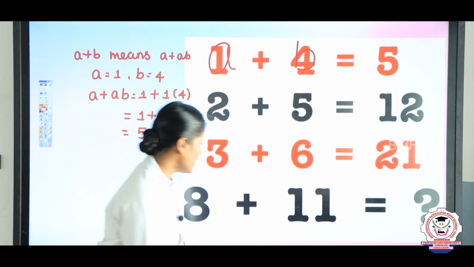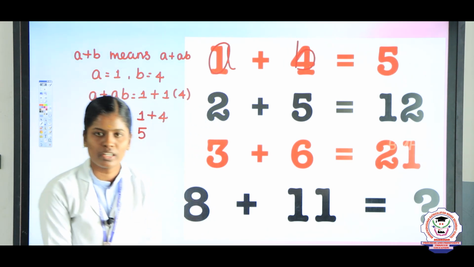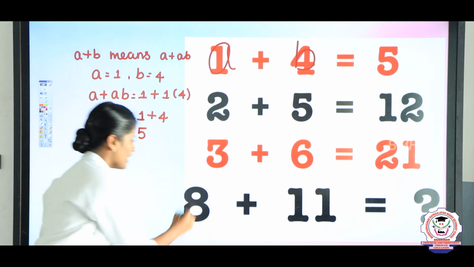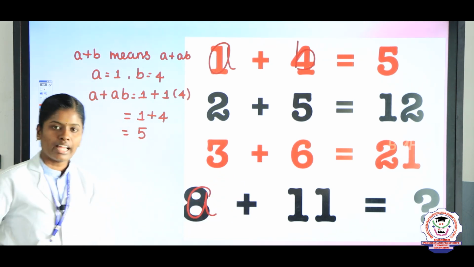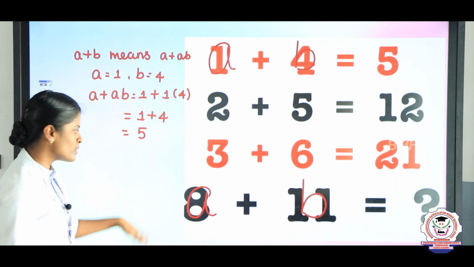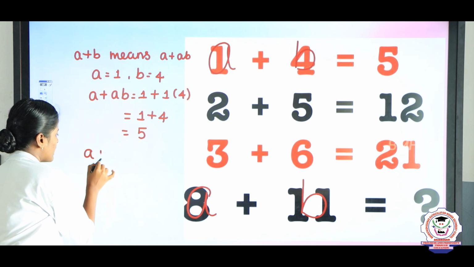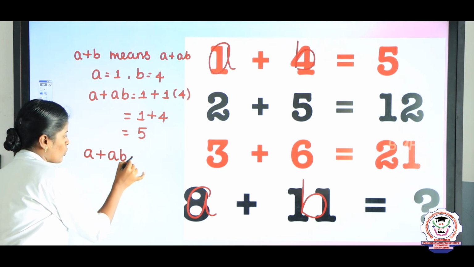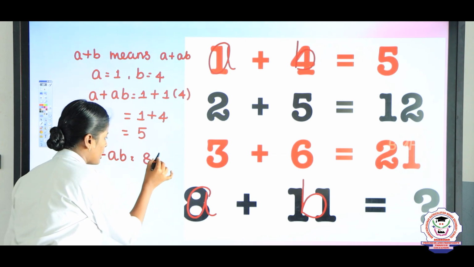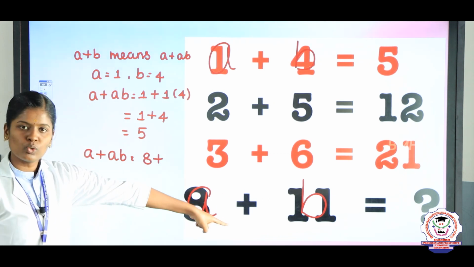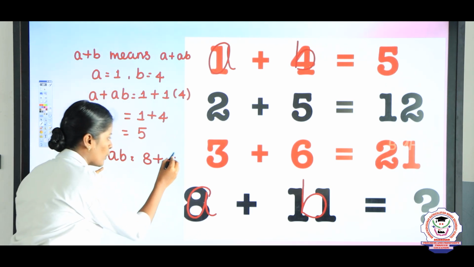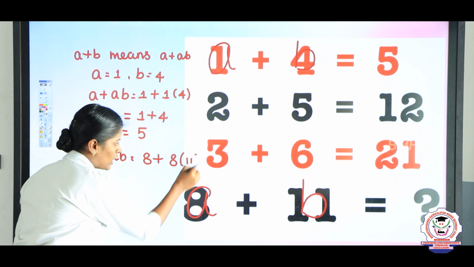Now, we are going to find 8 plus 11 equal to what is the answer? Here A value is 8 and B value is 11. So, write A plus AB. So, what is the A value? Very good. The A value is 8 plus, what is the B value? Here the B value is 11. So, again write A value 8 into B value 11.